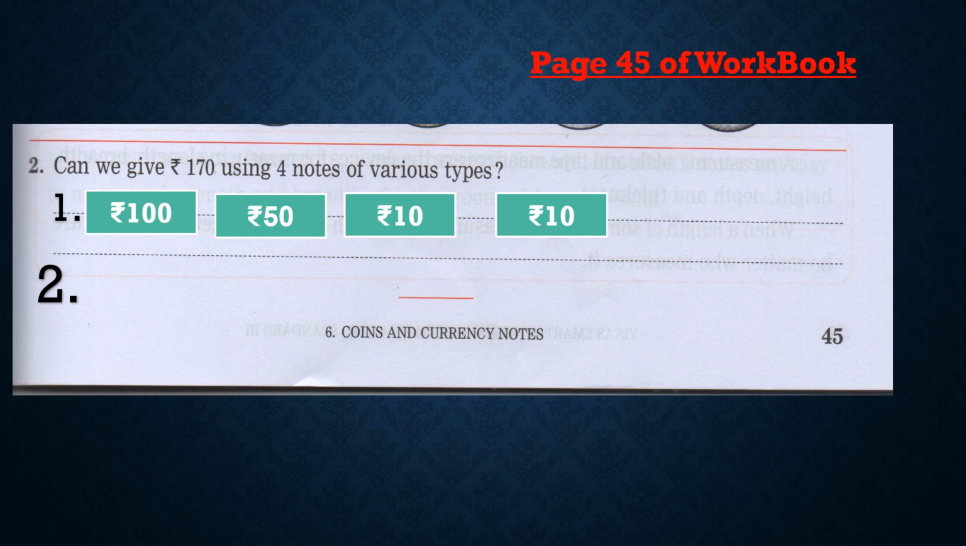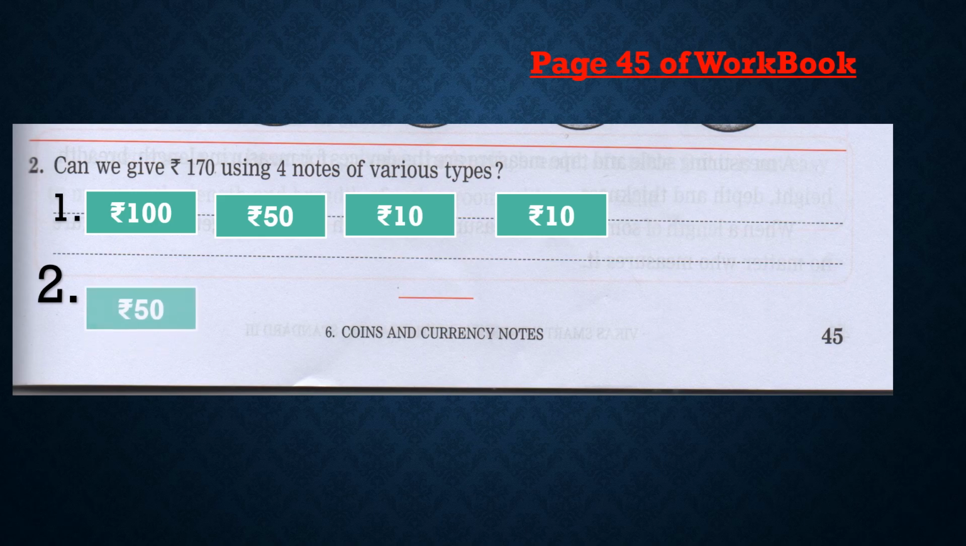So let us add all of them together. 100 rupees plus 50 rupees, we get 150. 150 plus 10, we get 160. 160 plus 10, we get 170. This is how we got 170 rupees using 4 currency notes. Let us see one more method of giving 170 rupees using different currency notes.